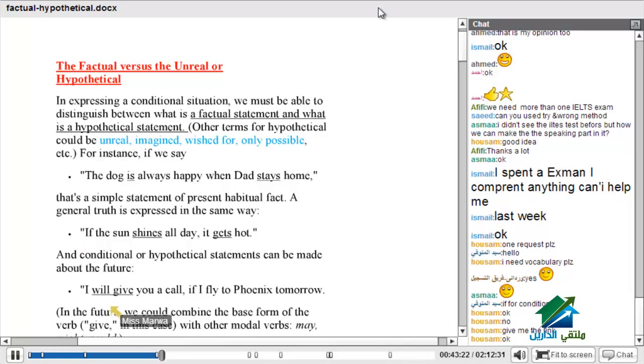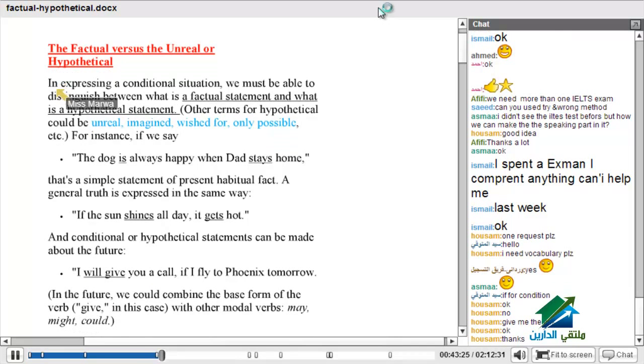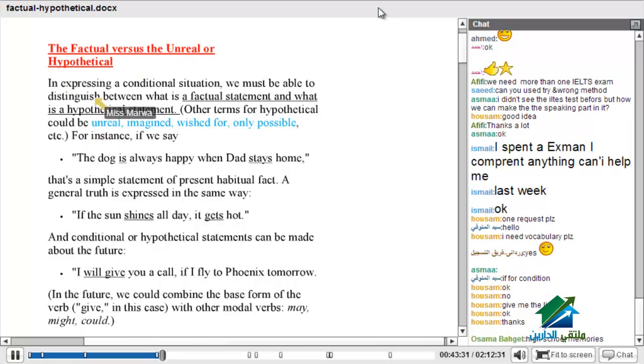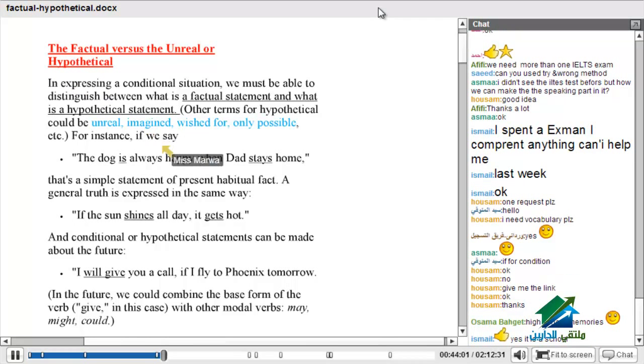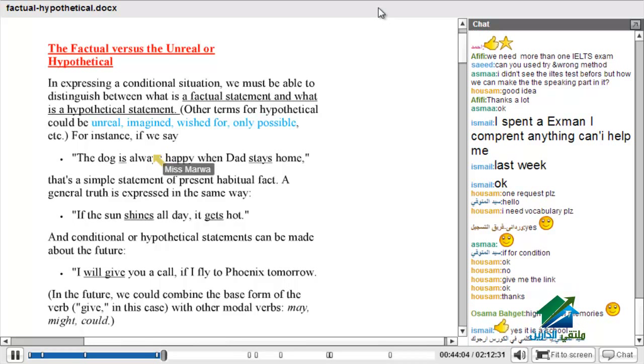Okay, let's start. The factual versus the unreal or hypothetical. In high school memories. Yeah, I know. All my students, when I tell them we are going to study conditional F today, give me reactions I can't imagine. I don't know why people hate it. Yes, it's cool.